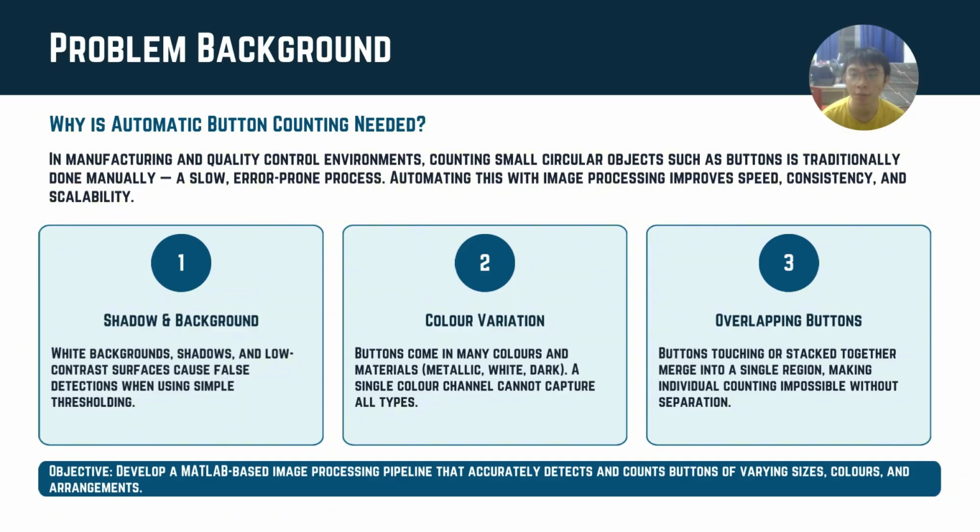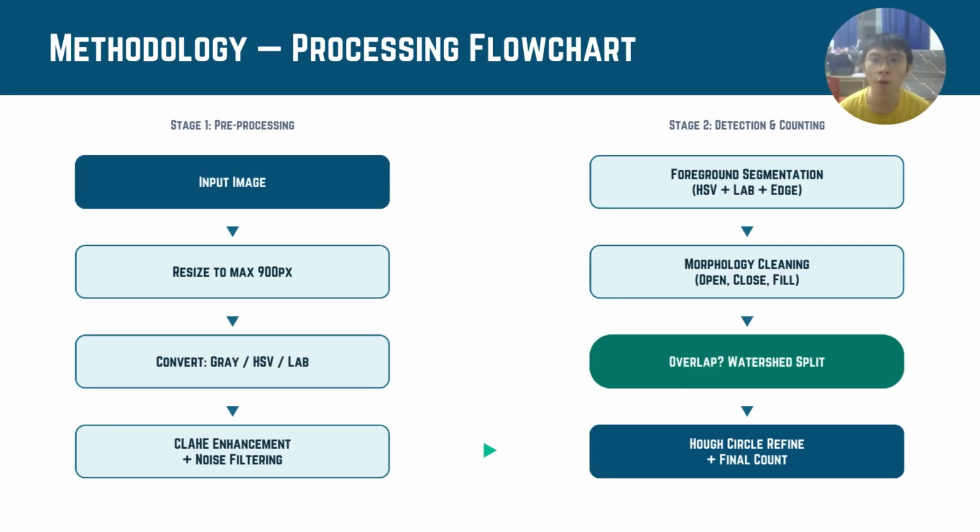First, the shadow and the background can cause false detection. Second, the buttons come in different colors and materials, making them difficult to detect using a single color channel. Third, the buttons may overlap or touch each other, causing multiple buttons to appear as a single object. Therefore, our objective is to develop an image processing pipeline that can accurately detect and count buttons under these challenging conditions. This slide shows the overall workflow of our system.